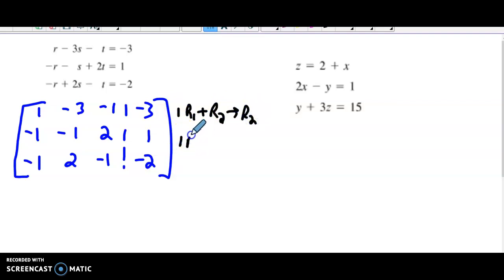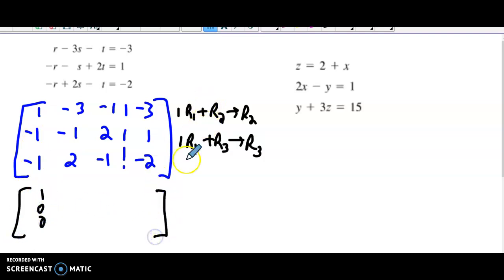I'm also going to take 1 times row 1 and add it to row 3 to give me my new row 3. Okay, that's unique since they're the same number there. I can do that. That'll give me 1, 0, 0. Notice my row 1 staying the same, so I might as well write that.